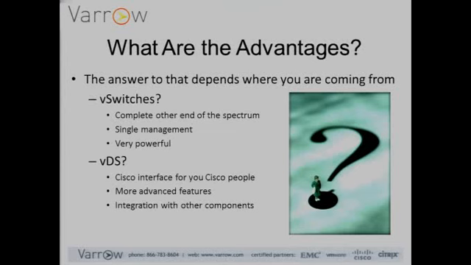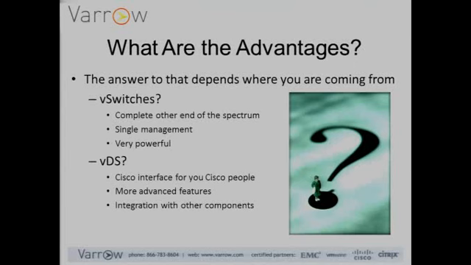So again, here's your kind of advantages. If I'm on vSwitches, why would I go to the 1000V? Well, single management, very powerful, getting a lot of features that you normally wouldn't get. If you're already on the vSphere distributed switch, and I encourage you to take a look at what's in 5, if you're on 4 or 4.1 now, make sure you do a comparison to 5, but you get some other things. You get Cisco interface.